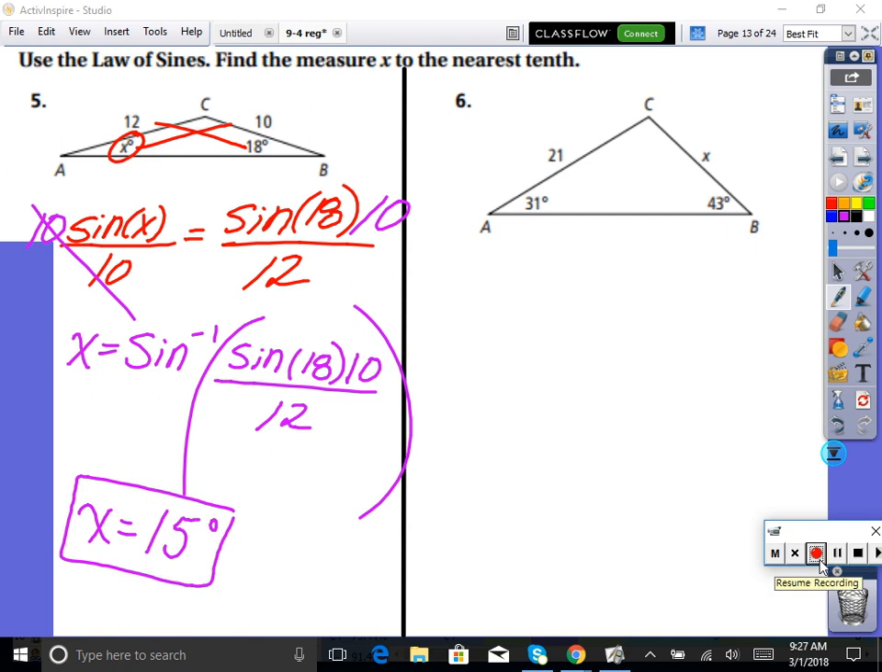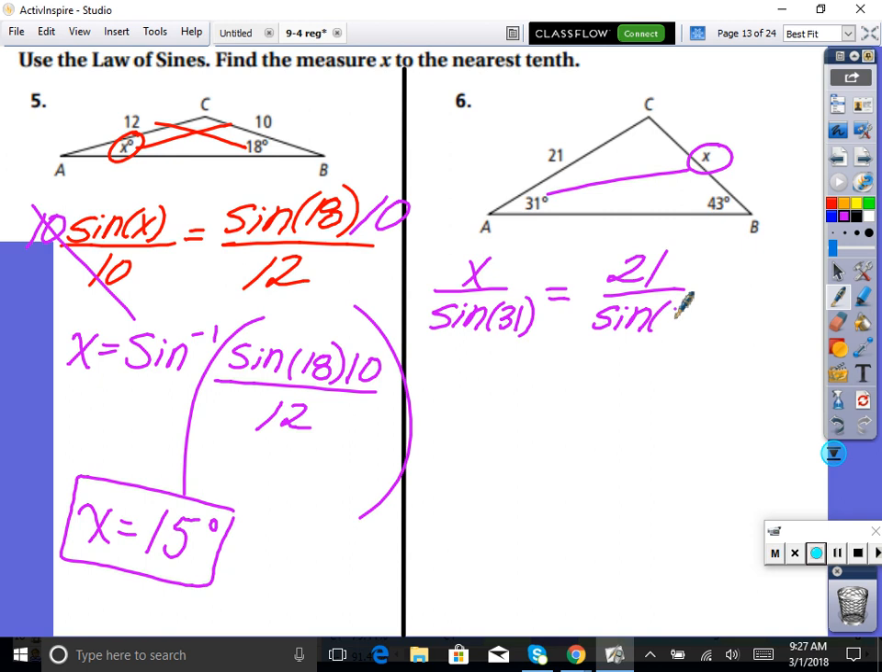Okay, next one. So let's look at this one. You'd say, I'm trying to find a side length. Let's put that on top. Everybody agree? So x over sine of 31 is equal to, we got to stay consistent, 21 over sine of 43. Now guys, it's algebra. So what should I do to get x alone? Yep, times by sine of 31. We did not need to take the inverse in this one.